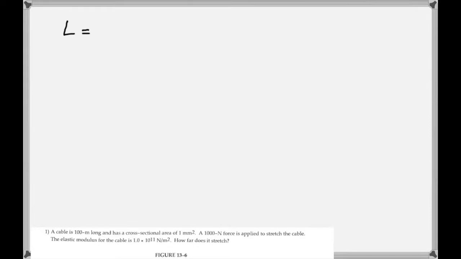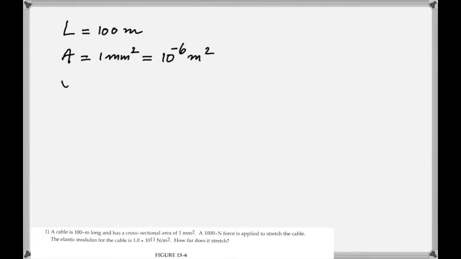Question 1 had a cable 100 meters long, with a cross-sectional area of 1 millimeter squared. A 1000 Newton force is applied to stretch the cable. The elastic modulus is given. How far does it stretch? So the original length is given. The area is 1 millimeter squared.